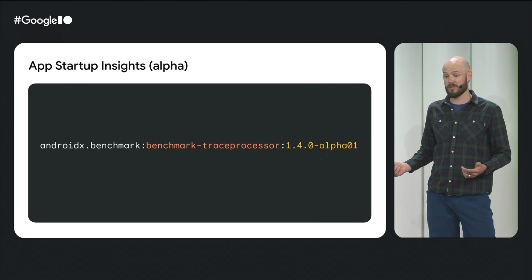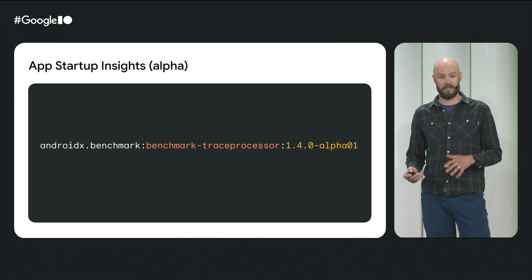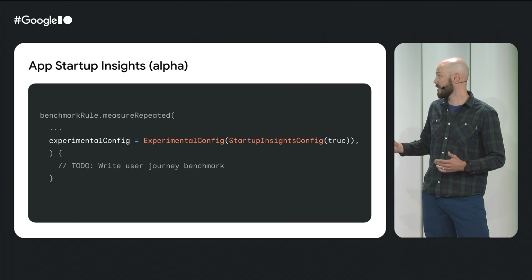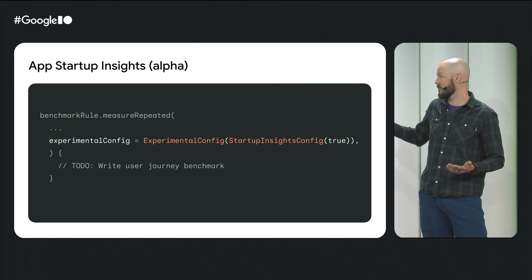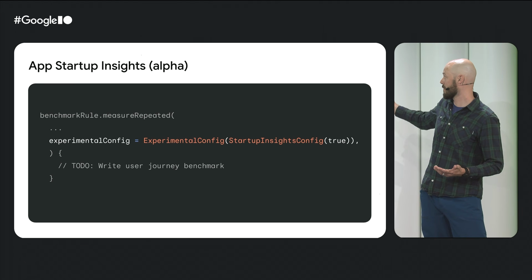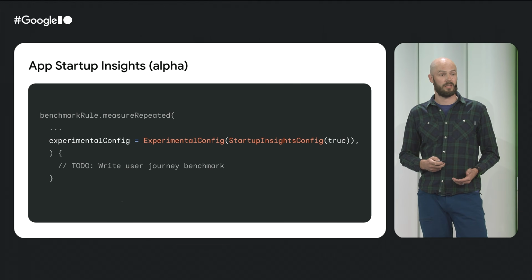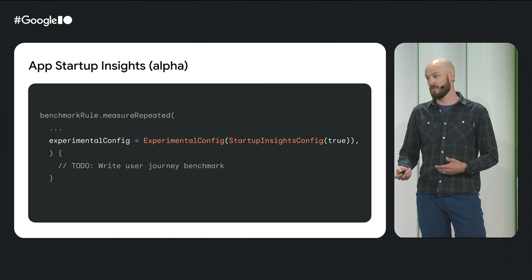The feature landed in the trace processor artifact 1.4 in the latest alpha as well. And you can use it today with any benchmark that you currently have. Just add this experimental config, the startup insights config, and set what it should use. Let us know how well it works for you. Let us know if there are any things that you want to see improved there as well.